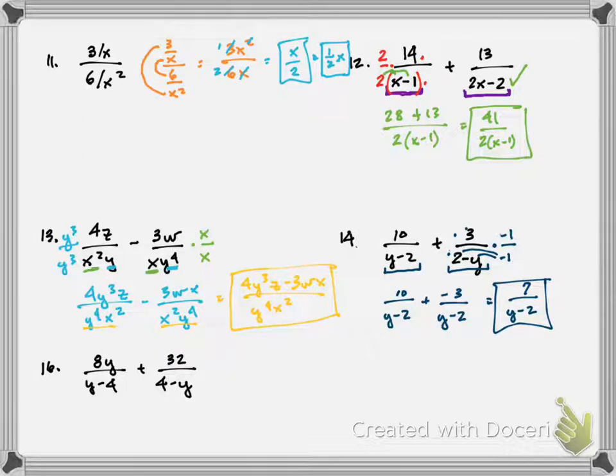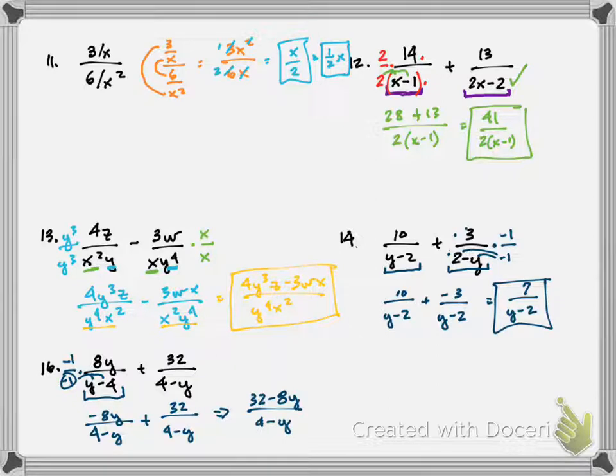Similar problem in number 16, only this time I will just show you that, again, we could in this case multiply the left side by negative 1 over negative 1. That's still going to get us a common denominator, so I'll do that. Negative 8y over, well, distribute my negative 1, and I get 4 minus y, plus 32 over 4 minus y gives us 32 minus 8y over 4 minus y.